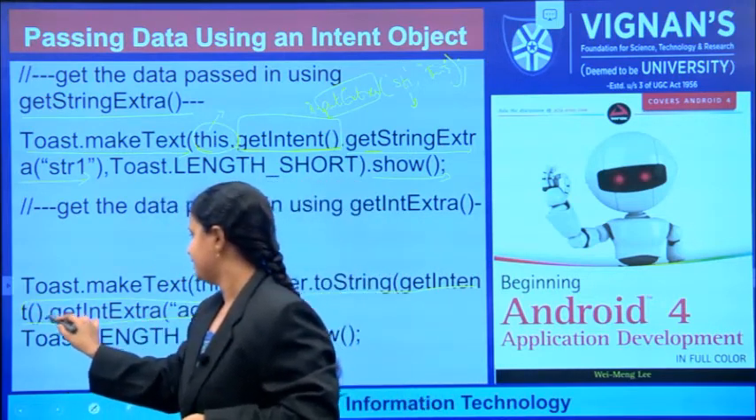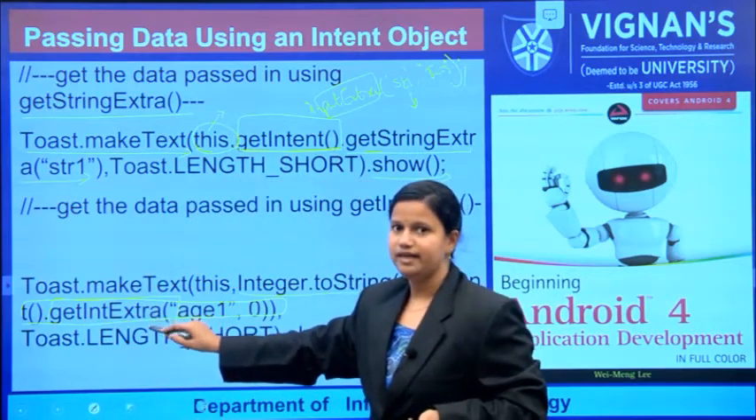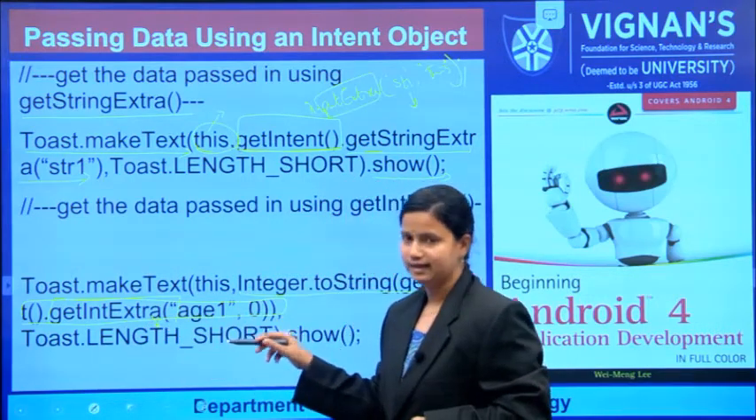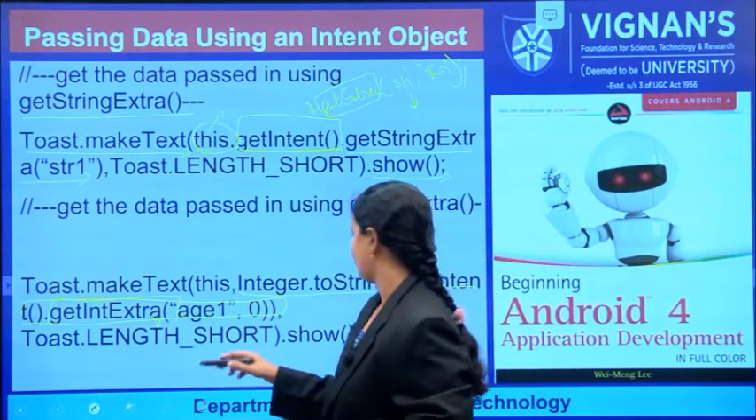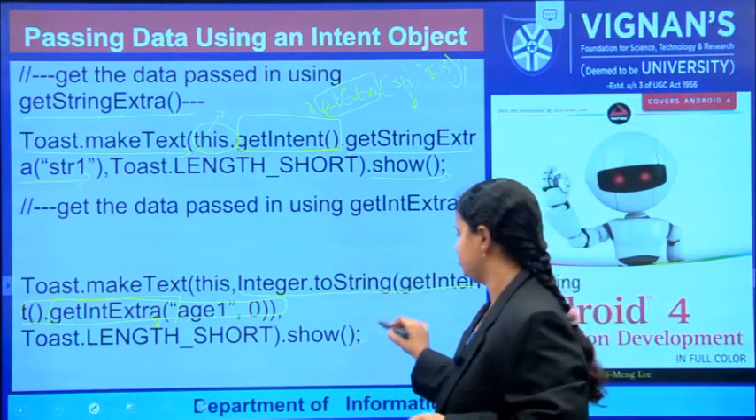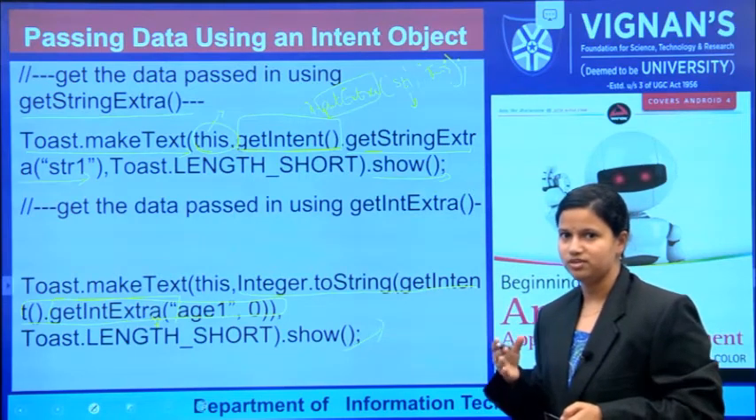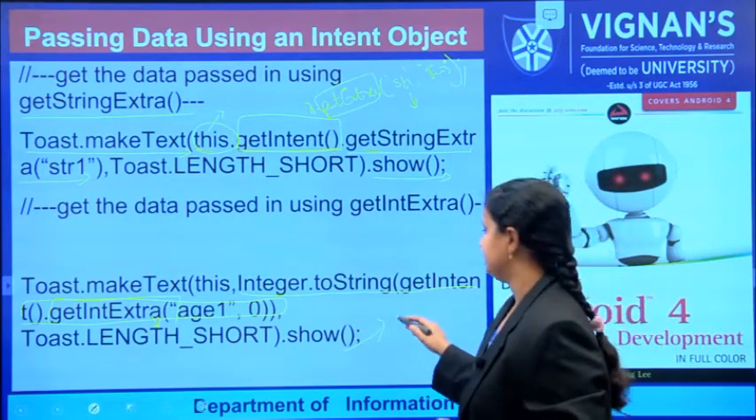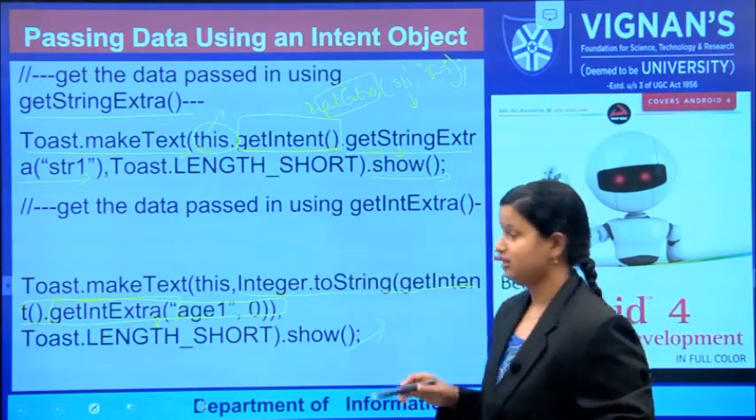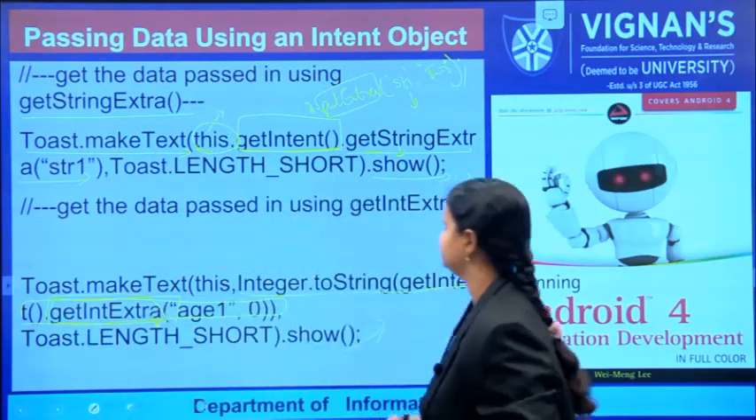Whenever you are seeing getIntExtra, the integer values are to be retrieved by using the getIntExtra method. This will indicate that it represents the message, to display the message for a short time. Before that we set the information, and this is how we get the data: if it is a string, getStringExtra; if it is an integer, getIntExtra.